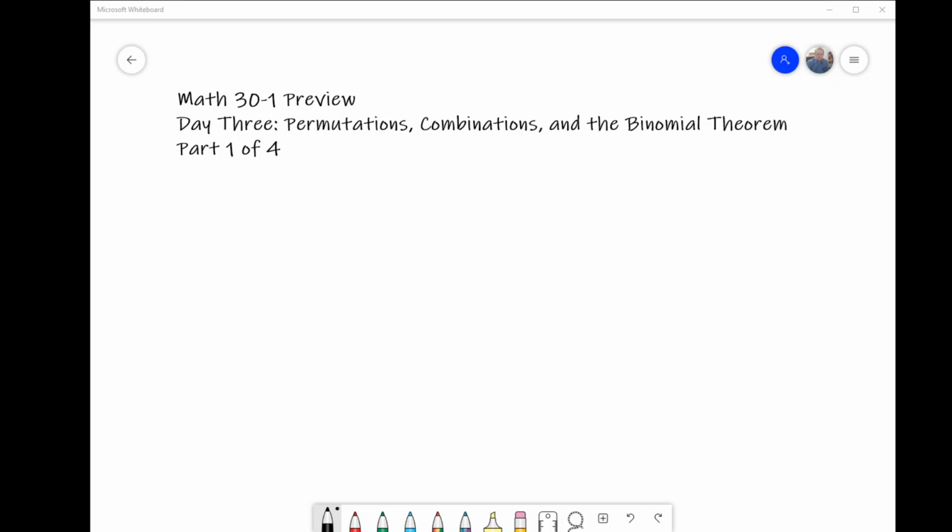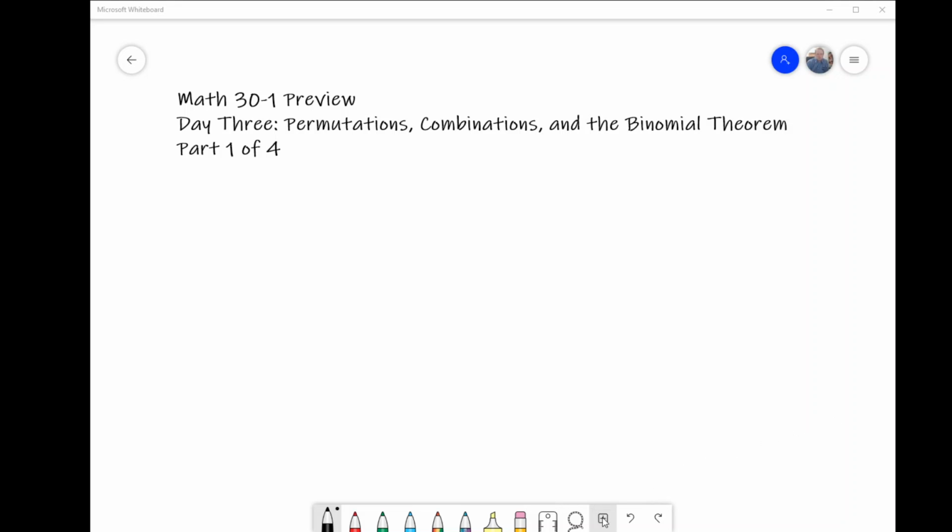So we're going to kick off day 3 out of 3 of our Math 30-1 preview by looking at the final unit, at least as they're presented in the curriculum. When we do these, again, the final order hasn't been determined, but at this point I believe this will be the unit that we're starting with. So in this one we're looking at permutations, combinations, and the binomial theorem. We did 2 of these 3 topics in Math 30-2 this semester.